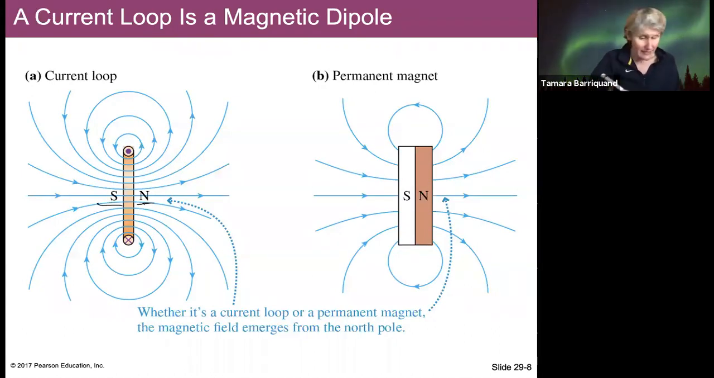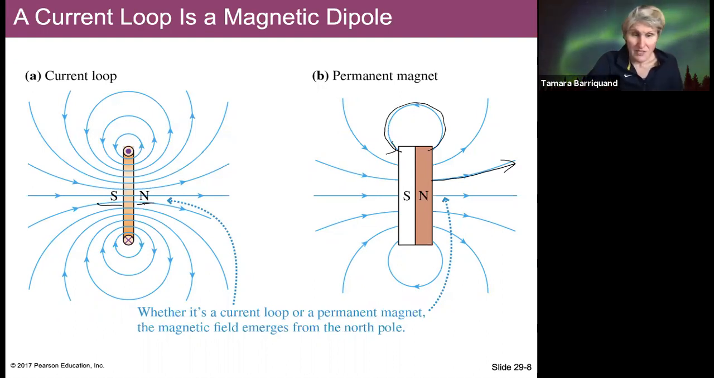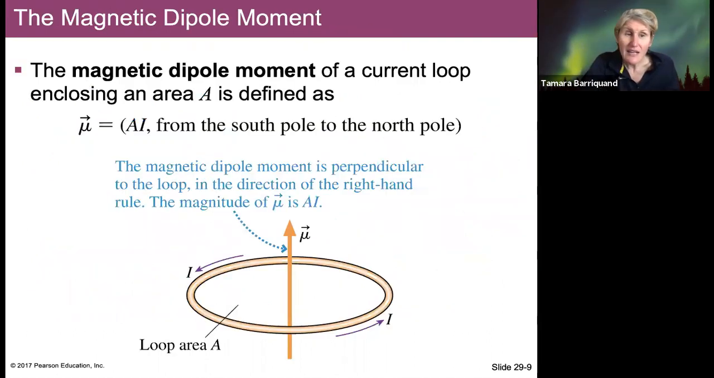This is just like a permanent magnet, where the north pole is where the magnetic field lines go out, and they go out and come back around to the south pole. So whether it's a current loop or a permanent magnet, the magnetic field always emerges from the North Pole.